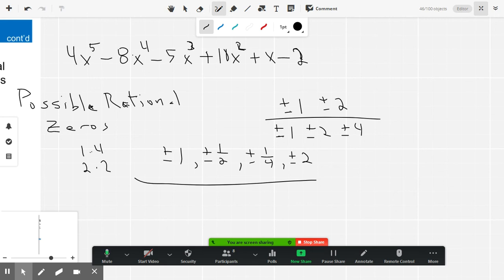Now, the next thing it asks you to do is find all the rational zeros. Which there could be up to 5 of them, right? Because it's an x to the 5th. So this takes a little bit of time. What I'm going to do is start, and I can only use synthetic division with my whole numbers.